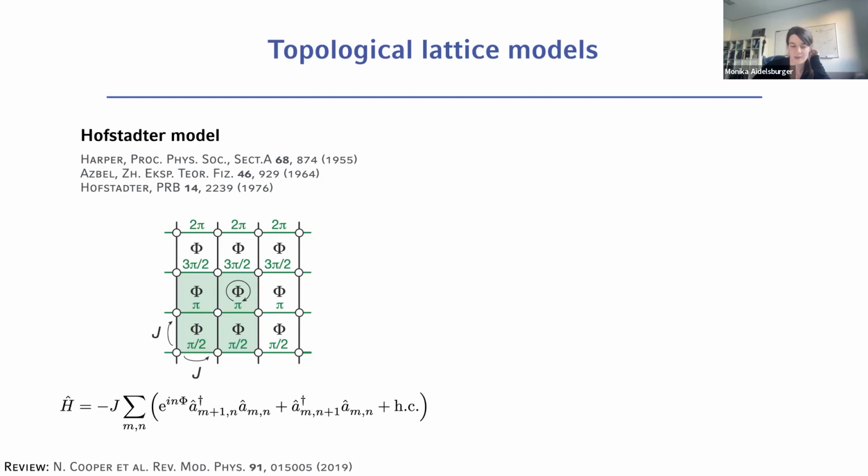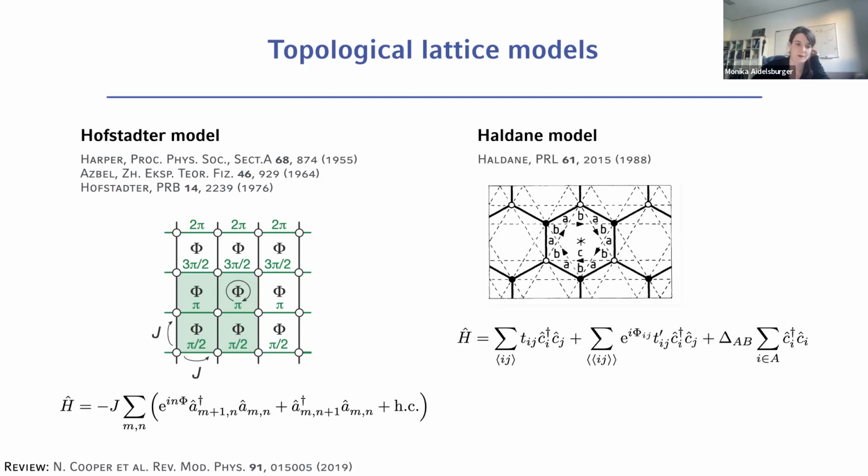Now, today, I actually want to focus on a different type of lattice, which is a hexagonal lattice geometry. And there's a second very famous topological lattice model, the so-called Haldane model, which can be realized in these lattices. So what we have here is a real nearest neighbor tunnel coupling Tij. There's a complex next nearest neighbor coupling where this phase phi appears, and there's a sublattice energy offset delta AB.